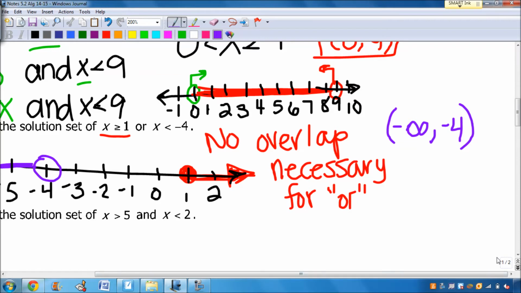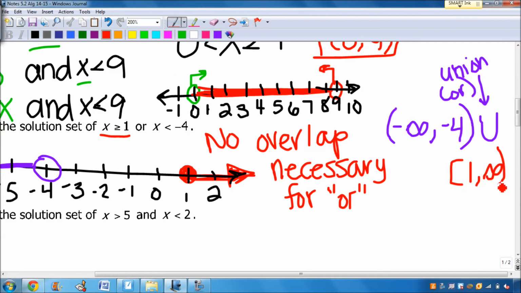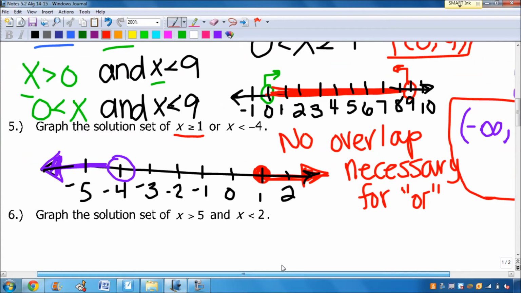And then what we're going to say is, or this right here, this means union, but it just basically means or. And then our other answer right here would be from 1 all the way to infinity. And I put a closed bracket around the 1 because it's equal to 1. Okay? Now technically you would write this all out as one line, but I just don't have the room for it. Okay? All right, so now let's look at question number 6.